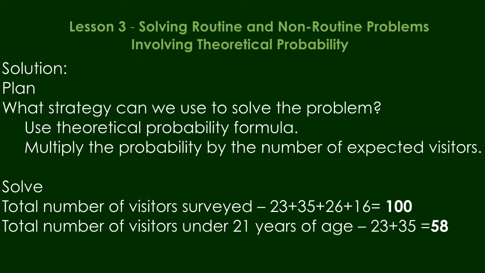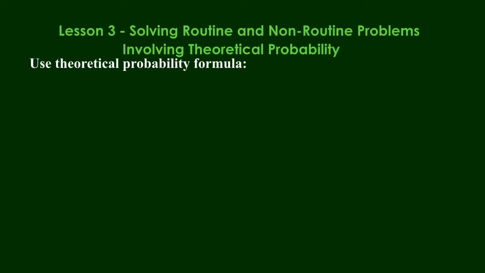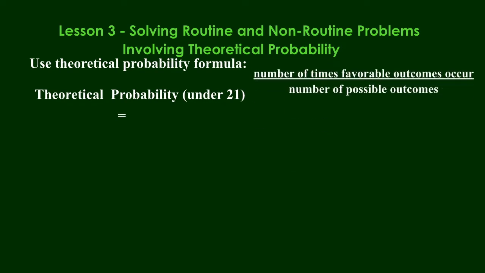The next step, we have to plan. What strategy can we use to solve the problem? We will use theoretical probability formula. To solve this problem, we have the total number of visitors surveyed. We have 23 plus 35 plus 26 plus 16 is equal to 100. Then the total number of visitors under 21 years of age, we have 23 plus 35 is equal to 58. Using the theoretical probability formula, theoretical probability is equal to the number of favorable outcomes, which is 58, over the number of possible outcomes, which is 100.